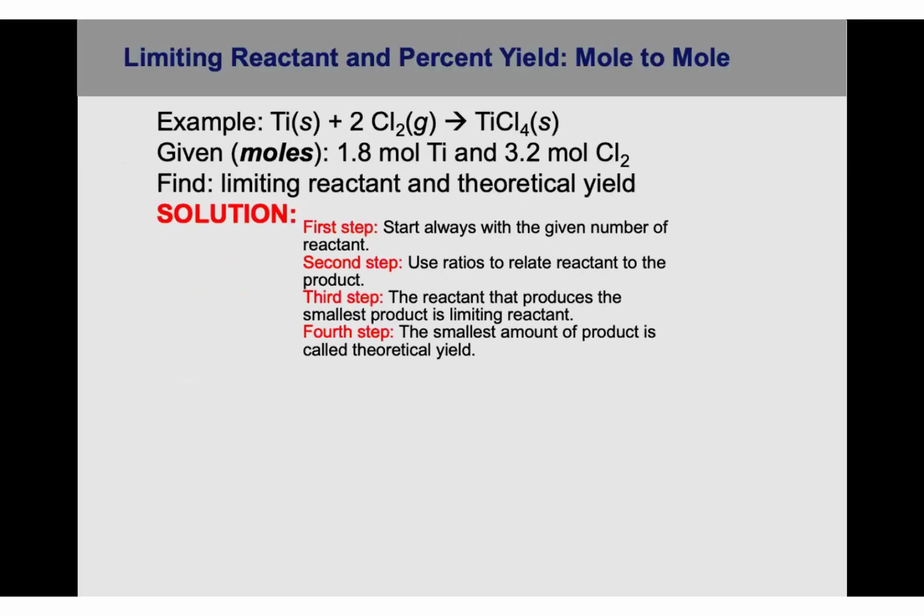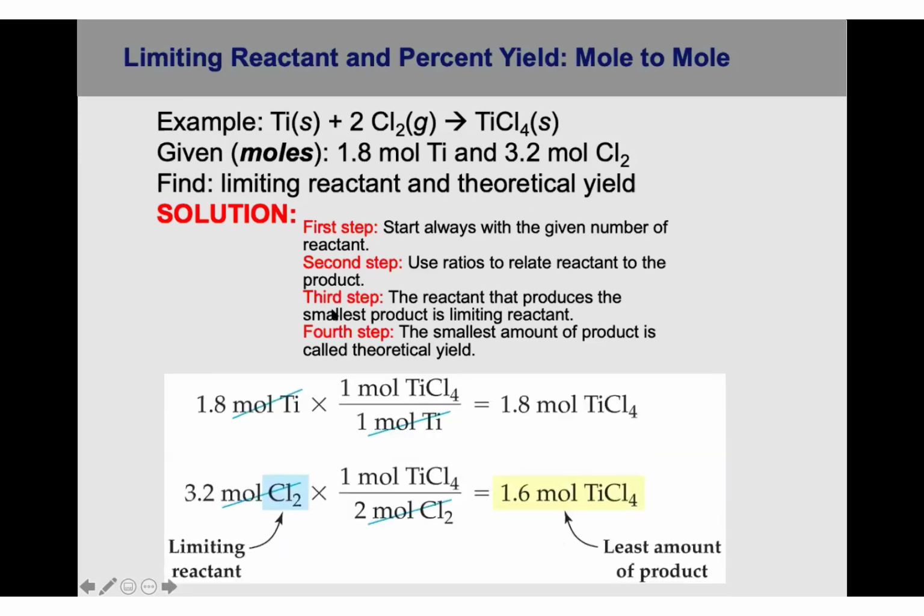Okay, so let's do another one. I want you to pause here and see if you can do it yourself. Okay, let's double check if we have a correct balanced chemical reaction. Yes, I have a balanced one. So then we start with a given number. It does not matter which one you choose first.